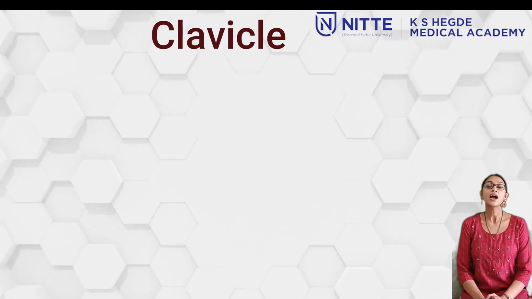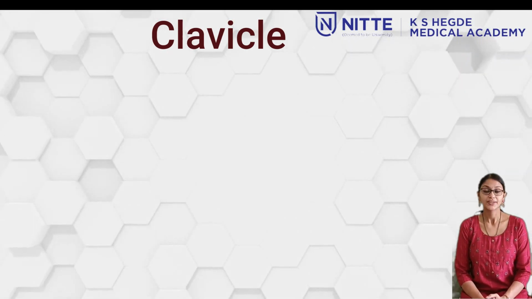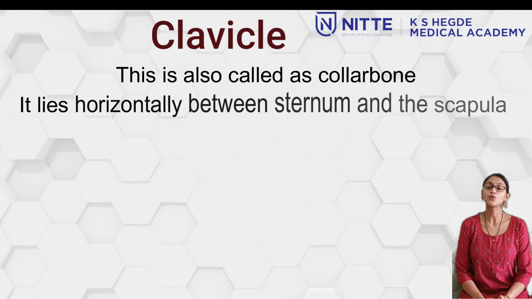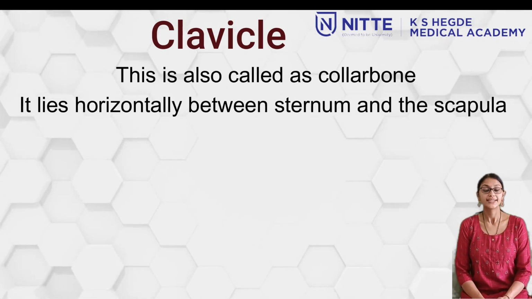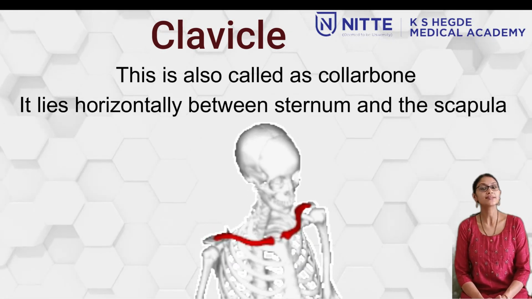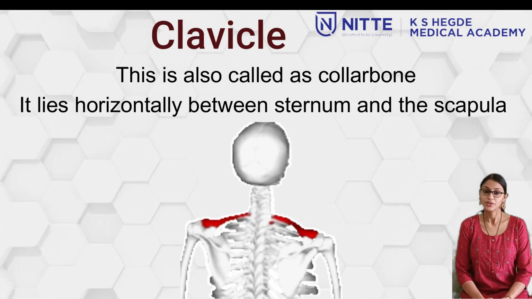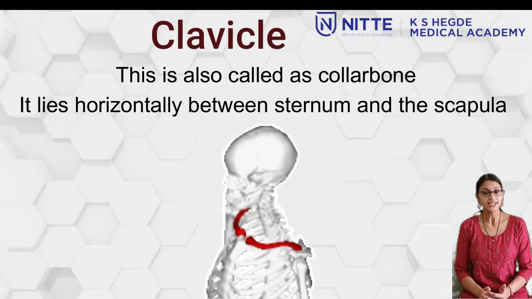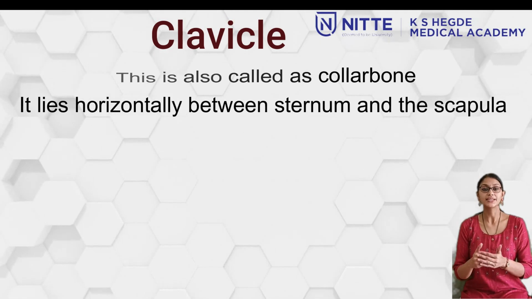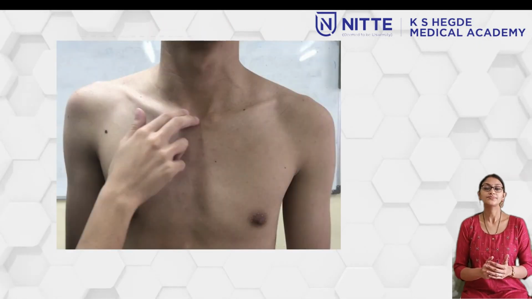First, we'll see how to feel for the clavicle. The clavicle is also called the collarbone. It lies horizontally between the sternum and the scapula. So to feel for the clavicle, touch the area between the neck and the shoulder.